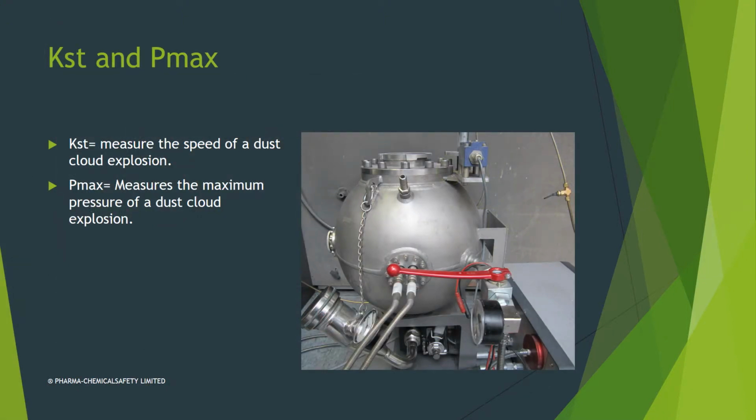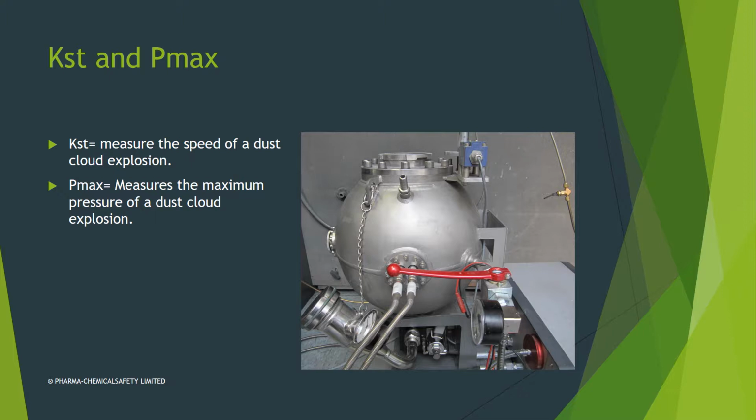Once you have the results from the Go/No Go test, or the screening test, that your material is explosive, now you need to get its classification. And how are you going to get it? Well, there are two parameters actually. Well, it's one actually that is going to give you the classification. The two parameters are the KST and Pmax.